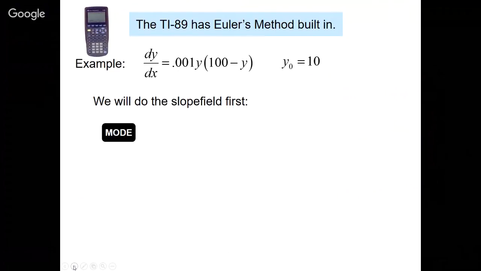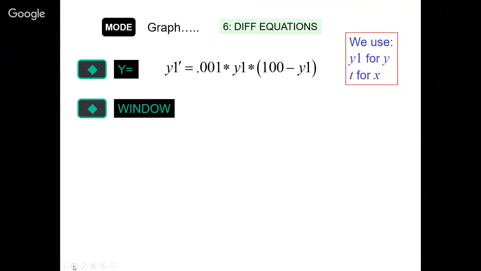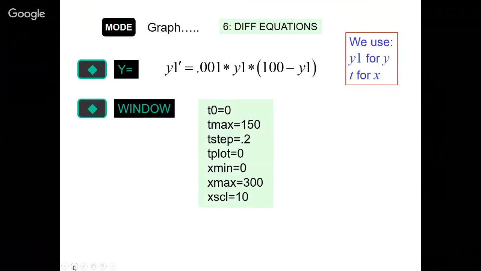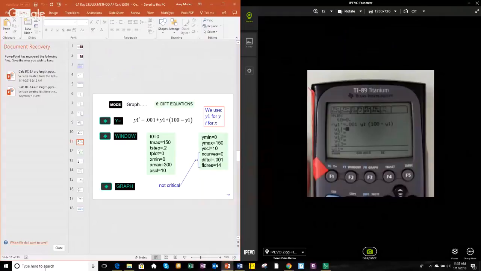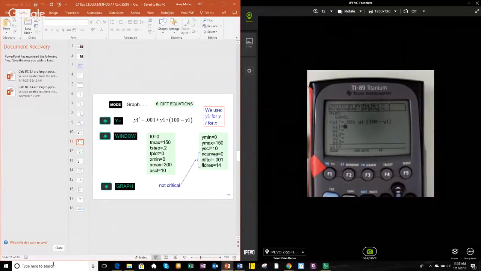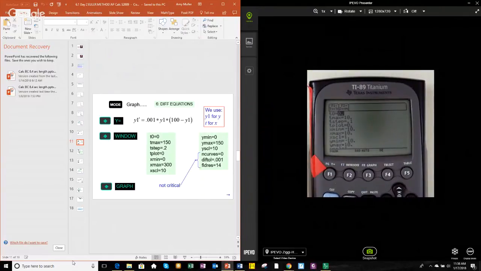We type that in, and we're going to do the slope field, mode graph, differential equations, and then we're going to diamond equals, that's where we are. And now we're going to go diamond window. We're going to change the window, and I want you to change the window to those values. So I'm going to escape out of here so we can see both my computer and my calculator. So we're going to go diamond window, and we're going to change things to what we see on the screen here. Focus better here. Oh, there we go. That's much better. All right. So 0, T max, I'm going to put at 150.